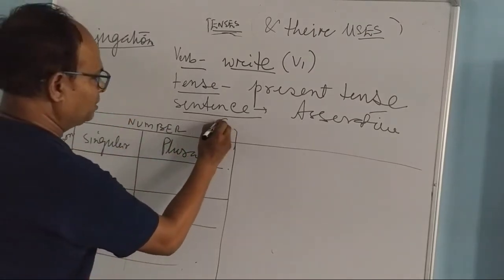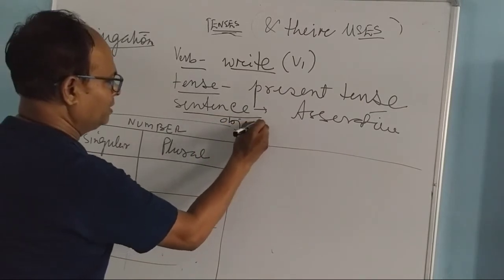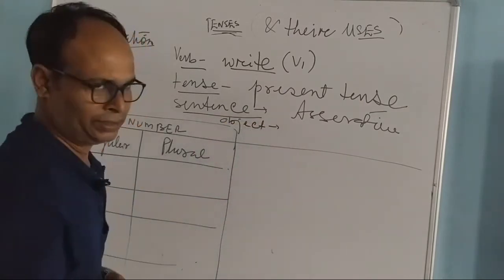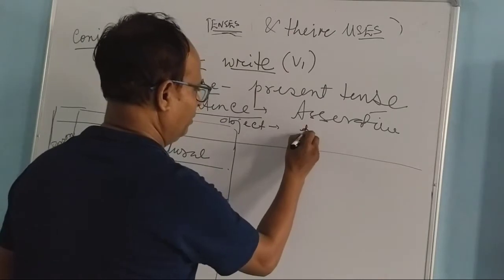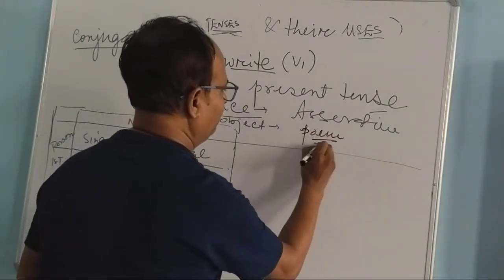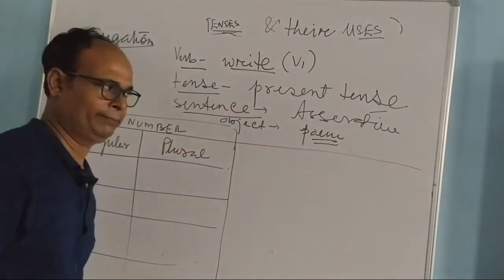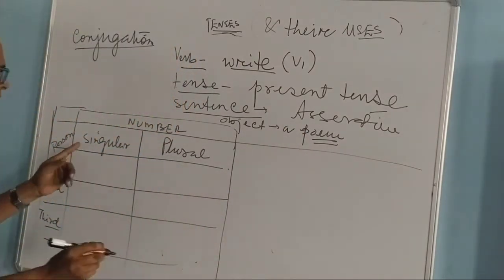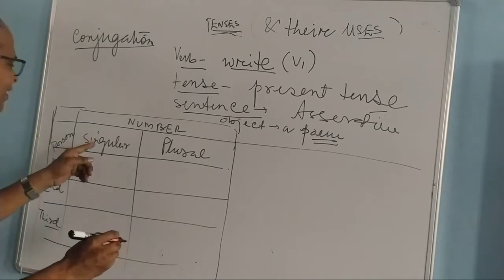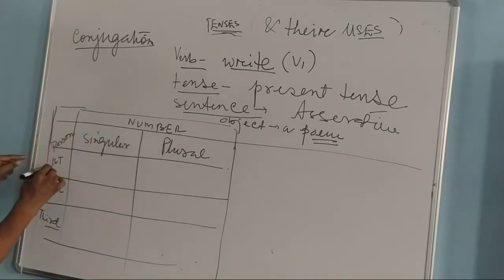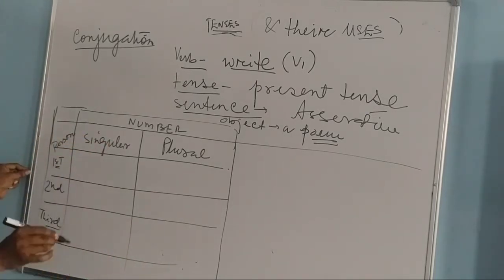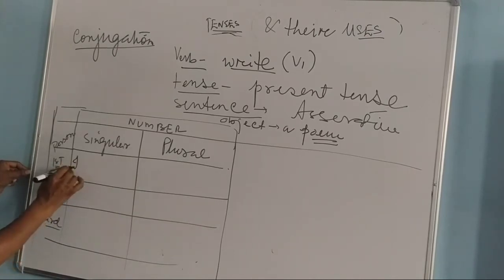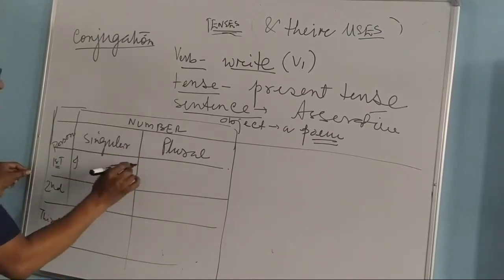So, we assume a particular object in order to complete a sentence. What is needed is an object. Therefore, the object we have assumed is a poem. Therefore, we will be writing the first sentence. In the singular we will be using the first person. First person is I.